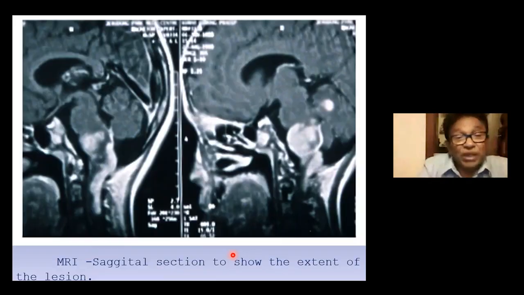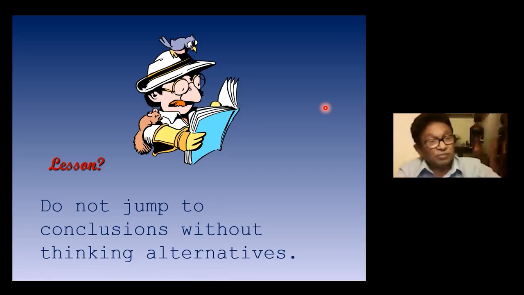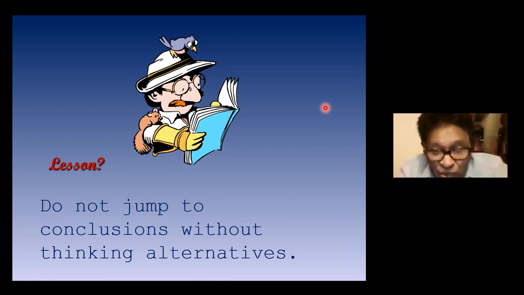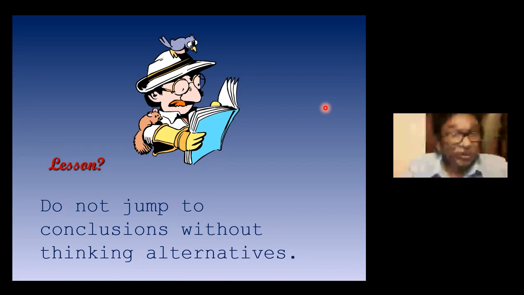And this is the lateral view. You can see it has affected everywhere, including the lower part of the spinal cord. The whole thing has gone completely. So we missed this initial calcified lesion as tuberculoma. So again, do not jump to conclusions without thinking of alternatives. If we had picked this child up in the beginning, 9 months ago, things would have been different. Perhaps. We never know.